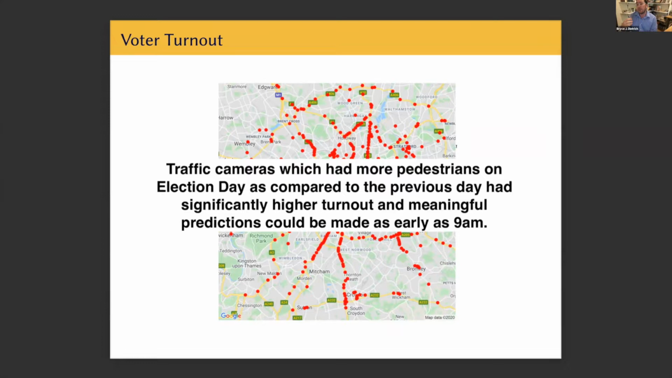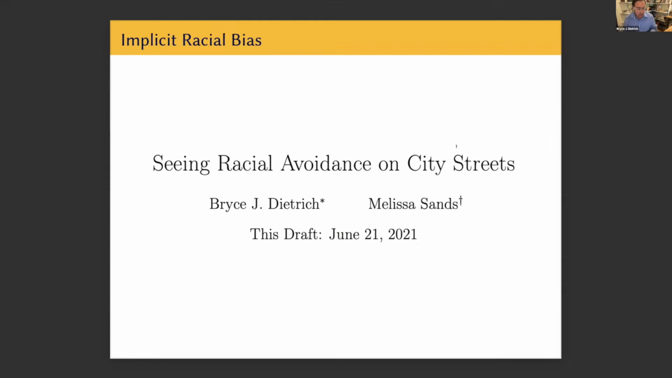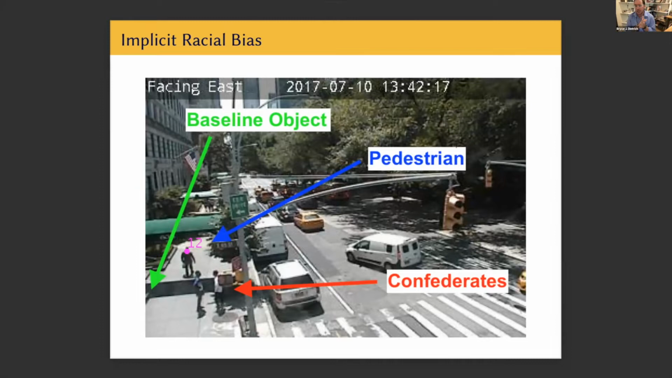So the third project I'll talk about is a project with Melissa Sands, where we essentially again use traffic camera data, but instead of counting or trying to identify voter turnout, instead what we did was we randomly placed Confederates on city sidewalks in New York. Half the time those Confederates were African-Americans, half the times they were white. And then we ended up tracking individual pedestrians, around 3,000, 3,500 pedestrians across both of these sidewalks.